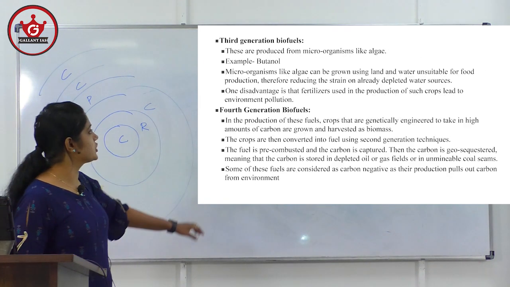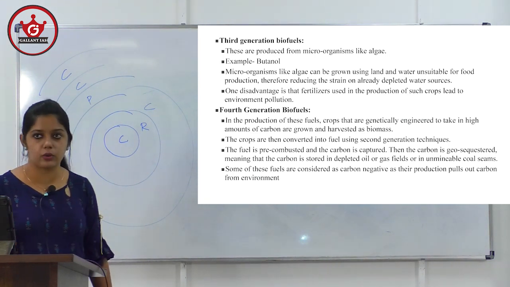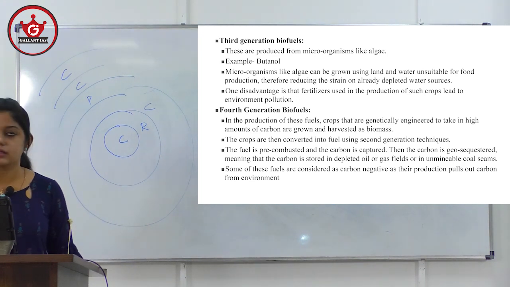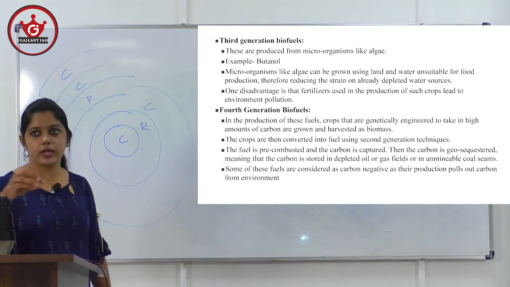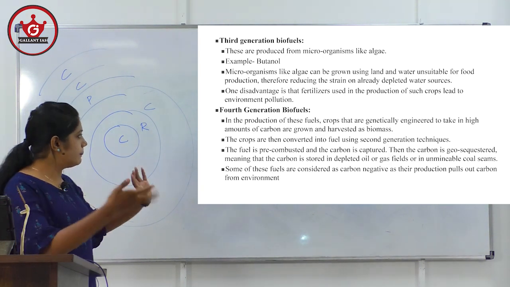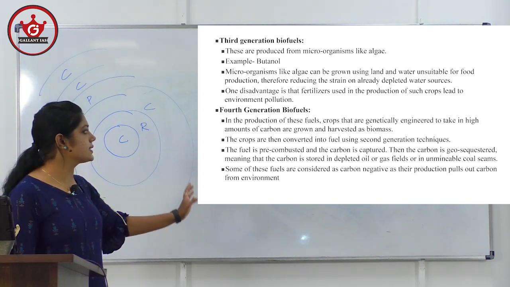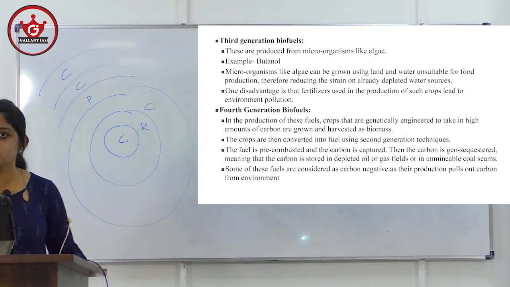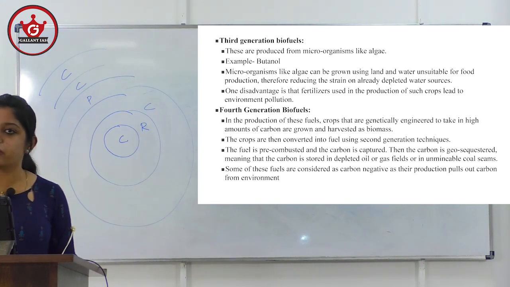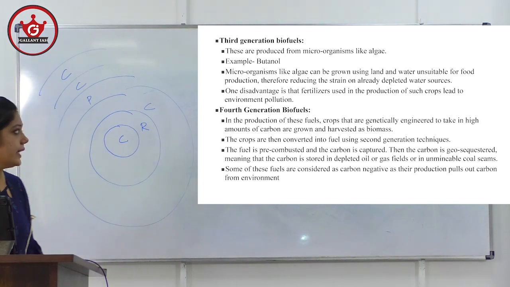We have third generation biofuels from algae, example butanol. Fourth generation, these are genetically engineered products. Genetically engineered materials are used as the input for fourth generation biofuels, and these crops are then converted to fuel using second generation techniques. So, first generation food crops, second generation non-food crops, third generation algae, fourth genetically modified organisms. Fourth generation of biofuels, really important.